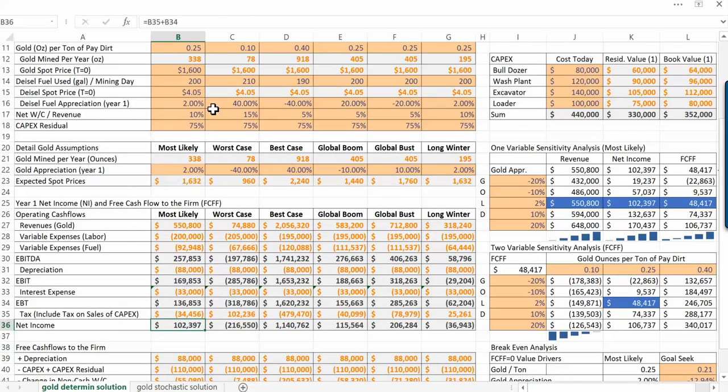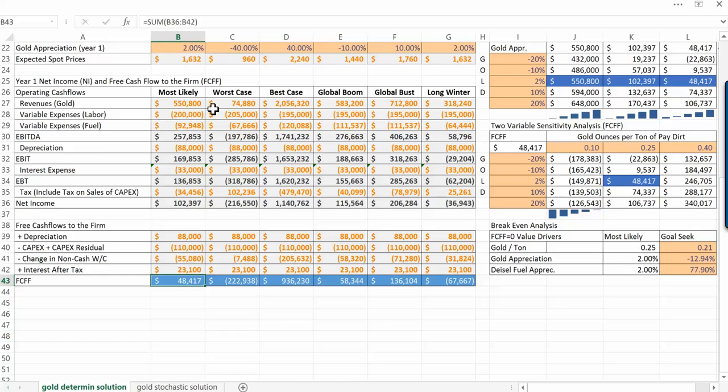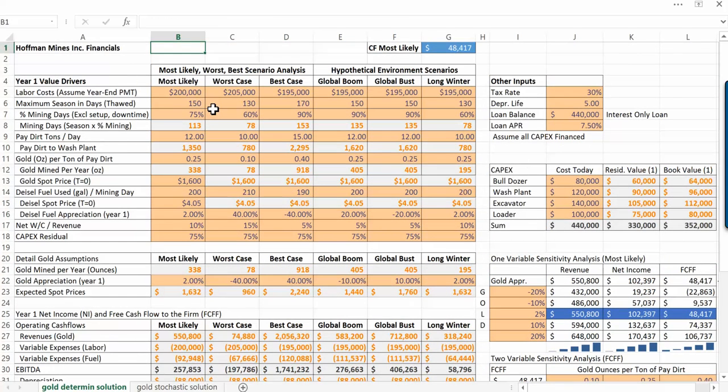And what we did is we forecasted that they'll have net income in a base case or most likely scenario of 100,000, 102,000, with free cash flows of 48. And then we said we were going to specify the worst case and best case. So we're going to say, what if everything went wrong? You had fewer mining days and less gold in the ground, and gold prices went down and fuel prices went up. And then the best case, where you had a long amount of mining days and there's lots of gold in the ground and gold prices are up and fuel prices are down and so on. So these provide maybe a range of possible net incomes and free cash flows.